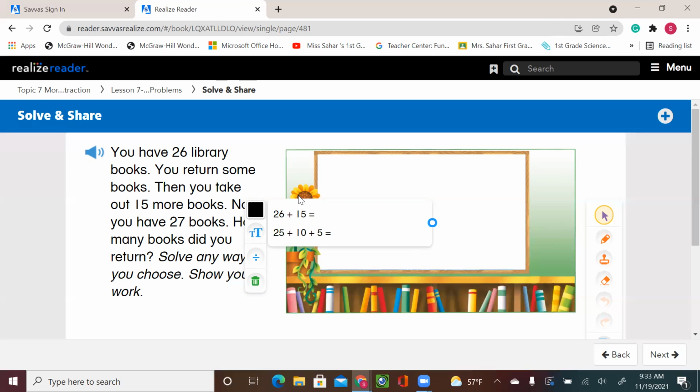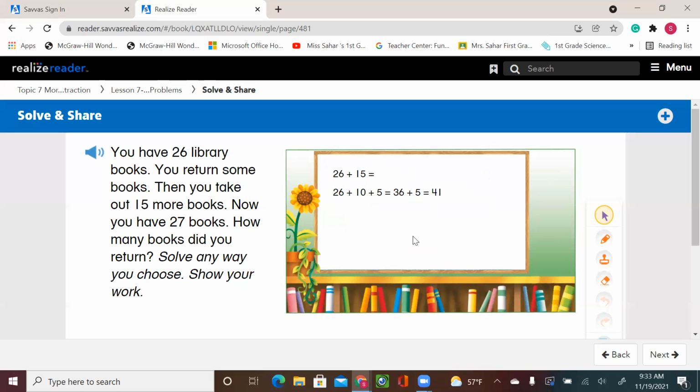So 26 plus 10 plus 5. So 26 plus 10, that's 36, plus 5 equals 41. Okay, so let's put this part first here. So this is my first step.